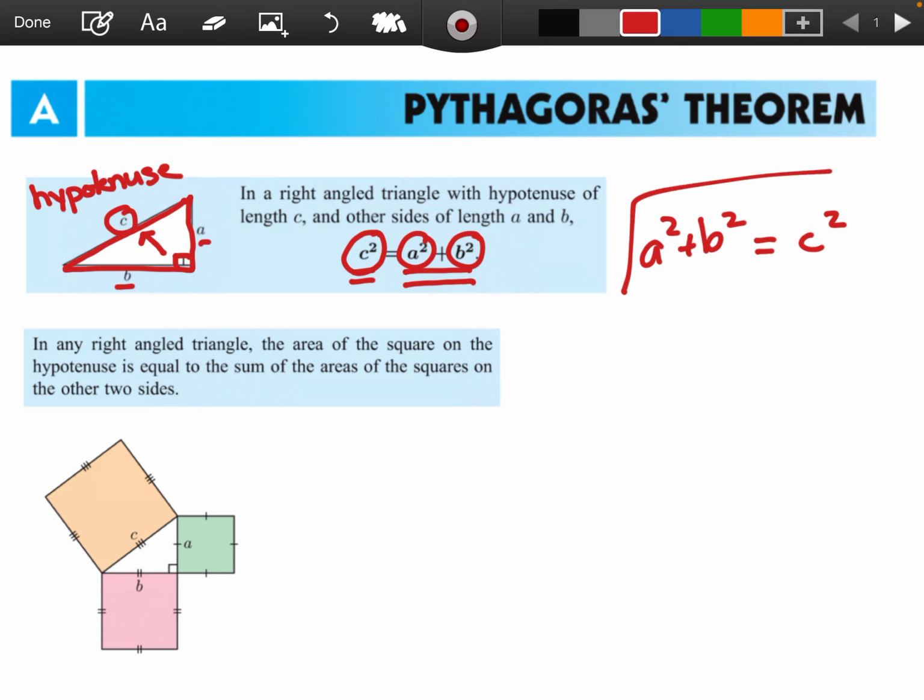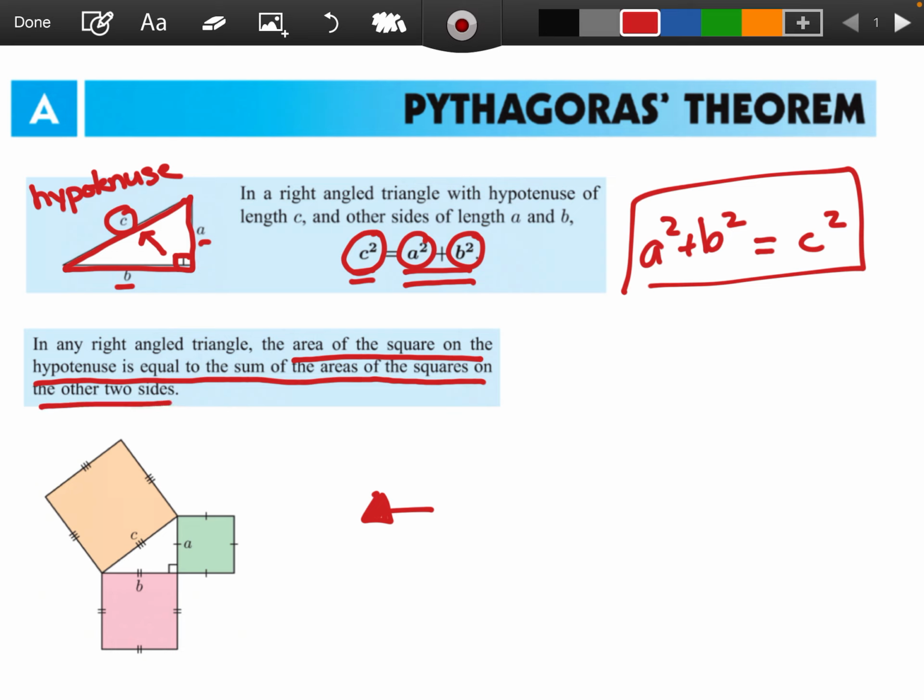So this is the relationship that exists between the sides of a right angle triangle. If you know two out of the three sides, you can use Pythagoras' theorem to solve for the third one. So down here below, we have the geometric representation of Pythagoras' theorem. We understand squaring the sides and adding them together, but if you want to think about it in a visual sense, the area of the square on the hypotenuse is equal to the sum of the areas of the squares on the other two sides.